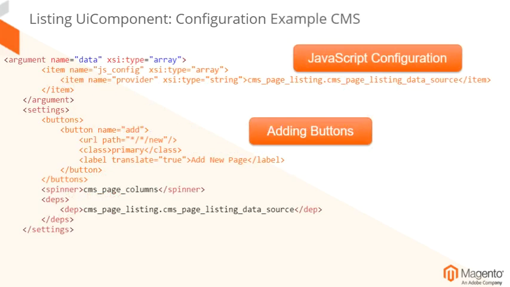In this code, you can see an example from the CMS module that demonstrates arguments a listing can use. JS_config, settings/deps arguments. It defines the configuration of JavaScript. The settings buttons argument specifies the list of buttons that can be added to the listing.